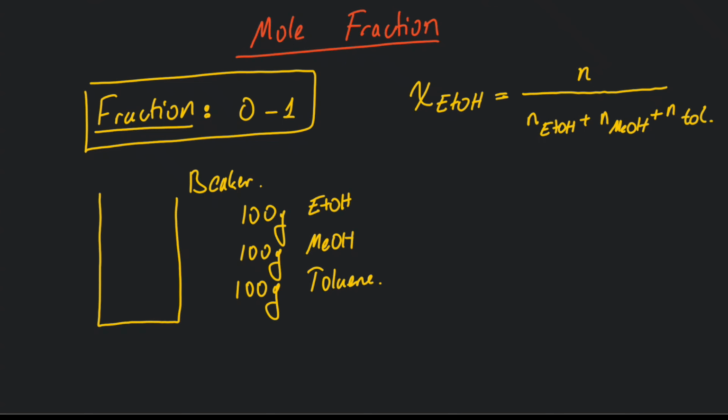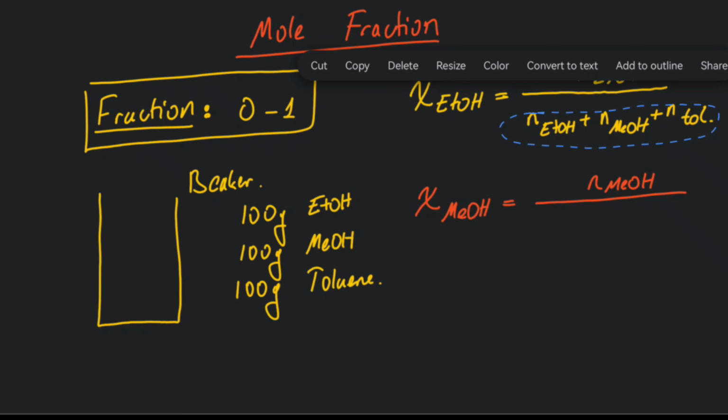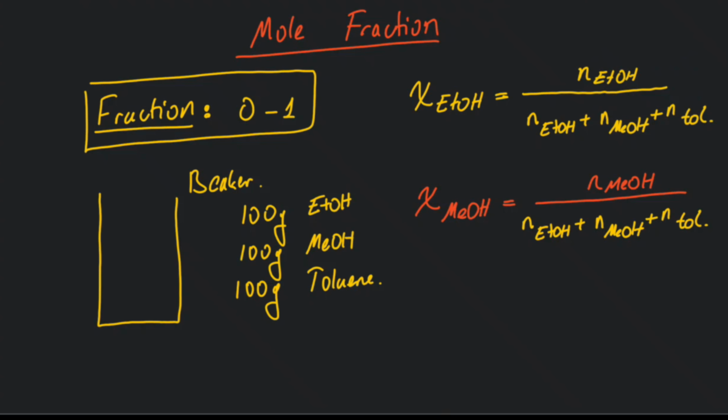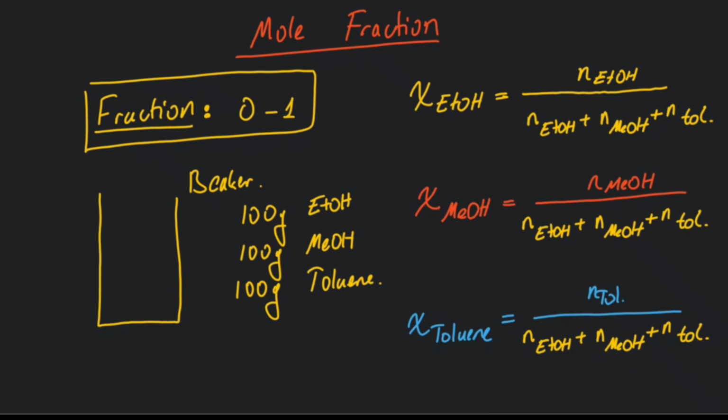If we want to calculate the mole fraction of the ethanol, then we need the mole of the ethanol. So this is the basic idea. If I want to calculate the mole fraction of the methanol, then I need the mole of the methanol over the total mole in the beaker. And similarly, if I want to calculate the mole fraction of toluene in the beaker, I need the mole of toluene, so I have to calculate it, and all the moles of everything in the beaker.